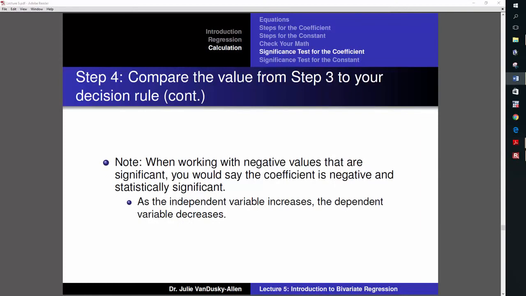Note that if you were working with negative values that are significant, as in you expected the coefficient to be less than 0, you would say that the coefficient is negative and statistically significant. You would say as the independent variable increases, the dependent variable decreases.